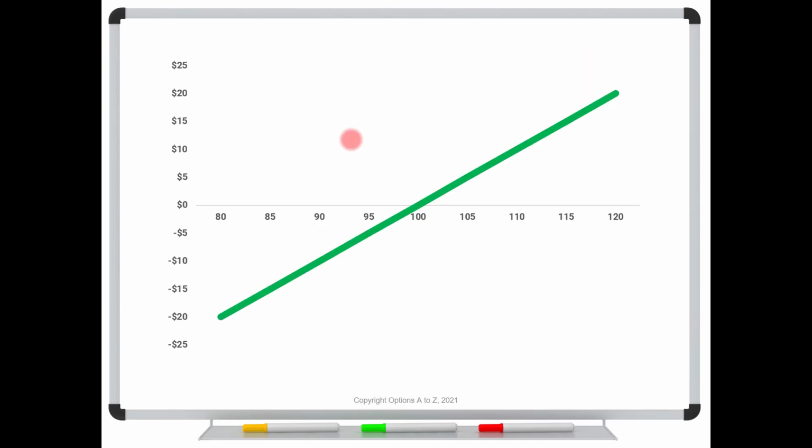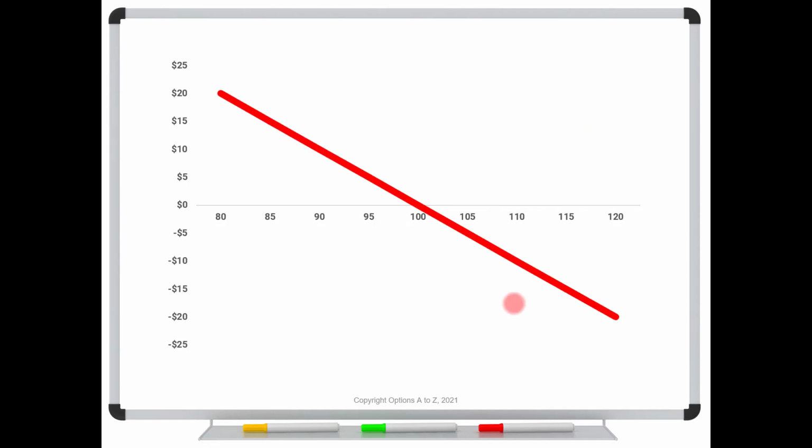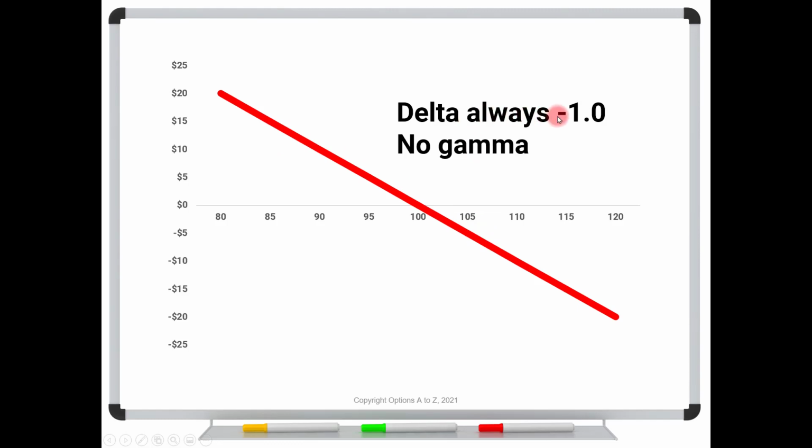So let's go back to our long stock position. We have delta 1, right? No matter where we measure, we're always delta 1. But do you see that this line is perfectly straight? There's no curvature? Well, that tells us that no matter where we measure it, the delta is always 1.0, and therefore there's no changes in that, so there's no gamma. What about the short stock position? It's a straight line. There's no curvature to it. And that tells us that no matter where we measure, we're always going to find that the delta equals negative 1.0. And therefore, because that answer never changes, there's no gamma.